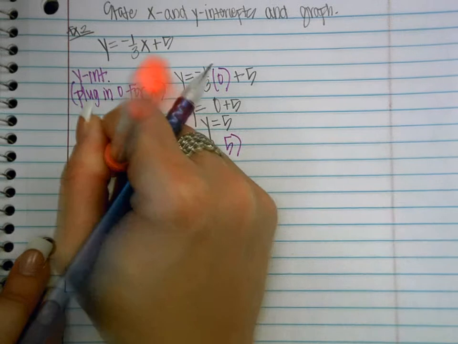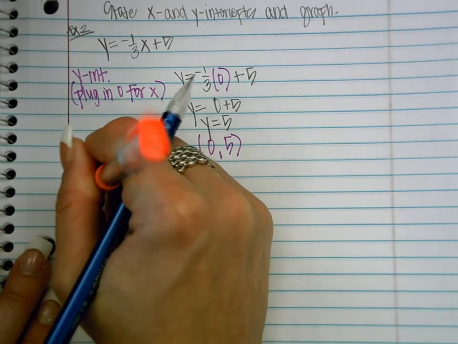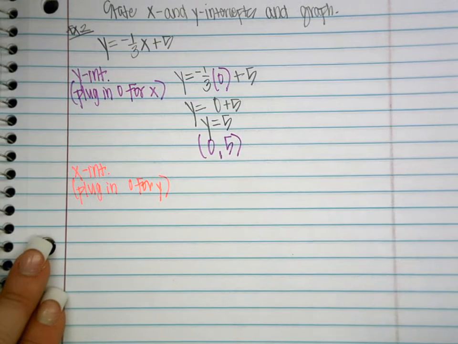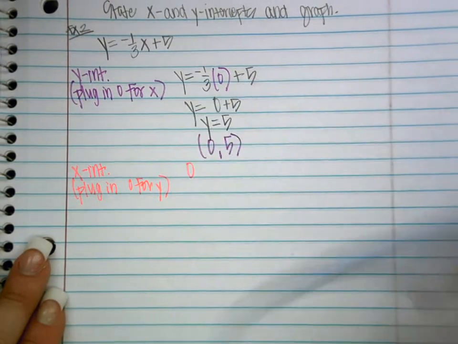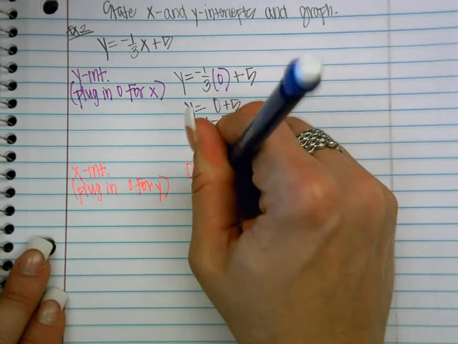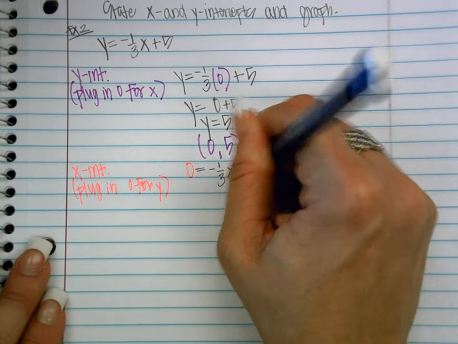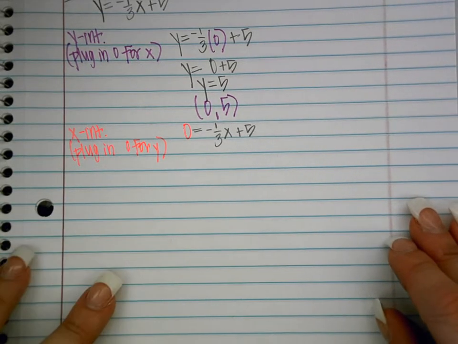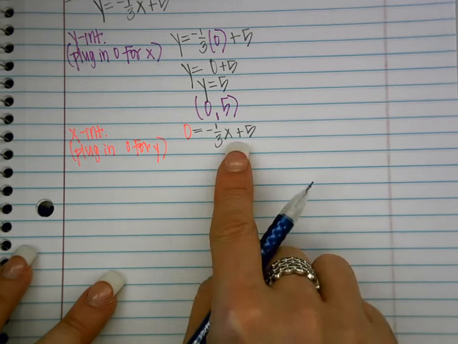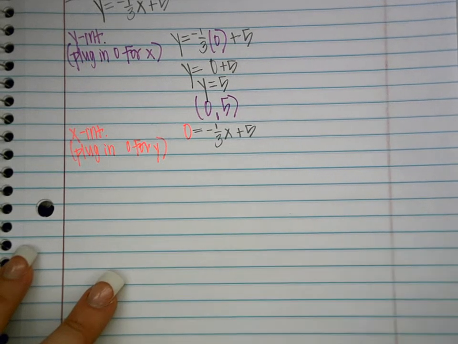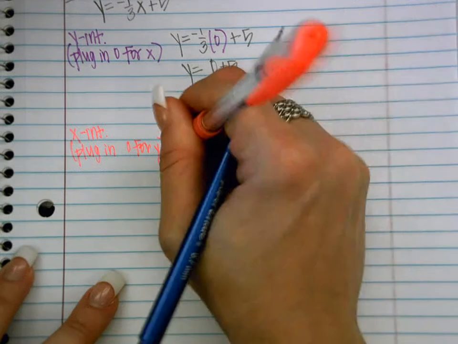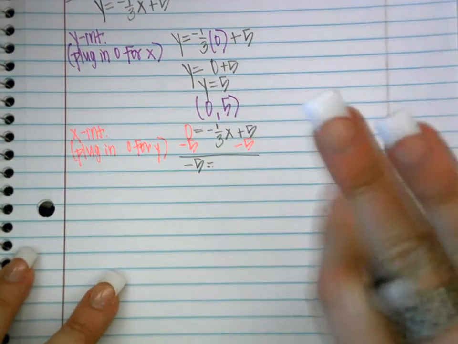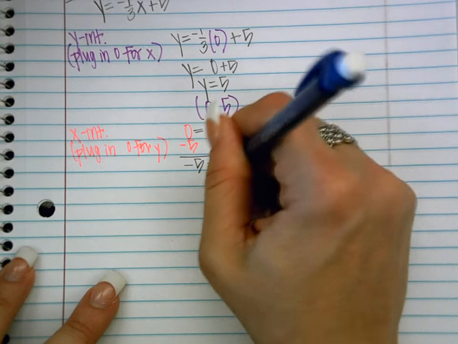Okay. X-intercept, plug in 0 for what? For y. We plug in 0 for the opposite letter. So 0 equals negative 1/3 x plus 5. How would I solve from there? I'm trying to solve for x. Move the 5, right? So subtract the 5. 0 minus 5 leaves you negative 5 equals negative 1/3 x.